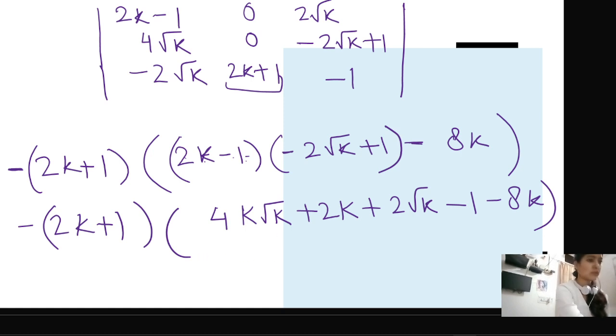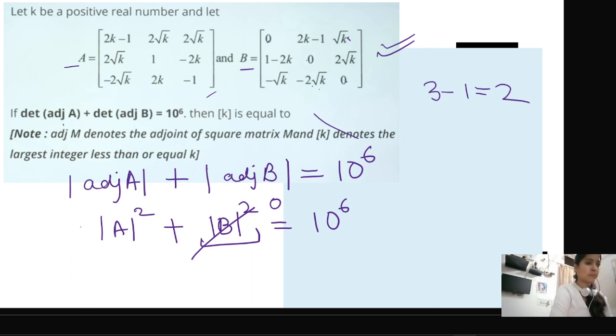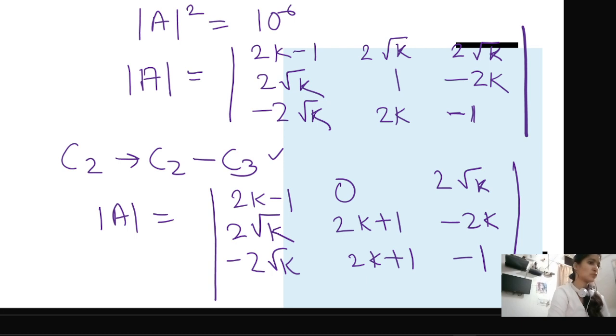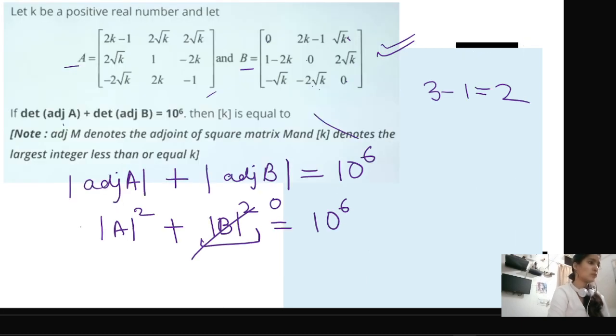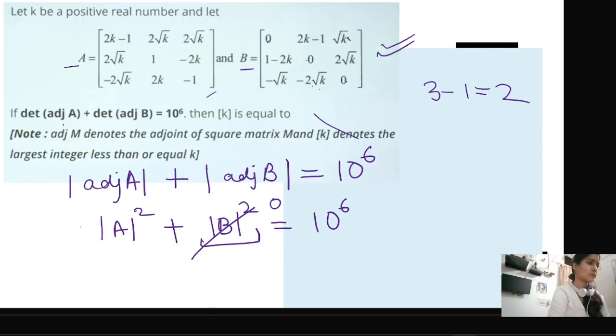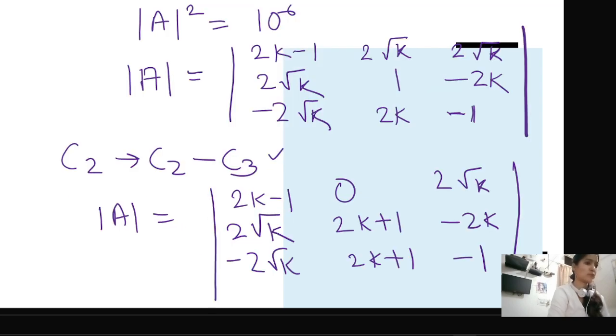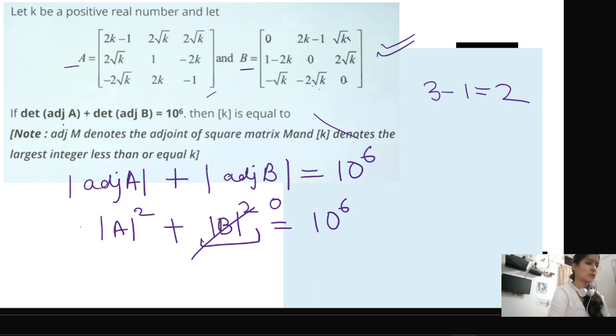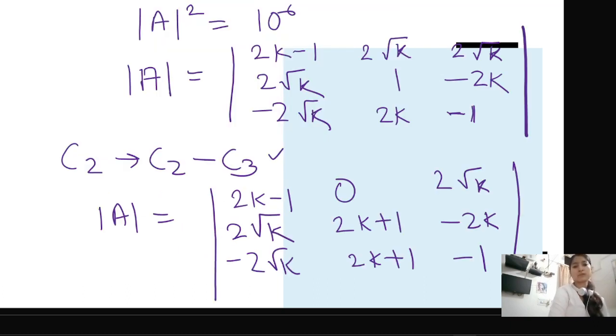Something is wrong, I guess. Let me check. 4k square. Yeah, here it must be k only. Let me check the matrix once again. 2k minus 1, 2 root k, then 2 root k, 2 root k, plus 1 minus 2k, plus 1 minus 2k, minus 2 root k, 2k minus 1. Something in the calculation is a mistake, I guess.